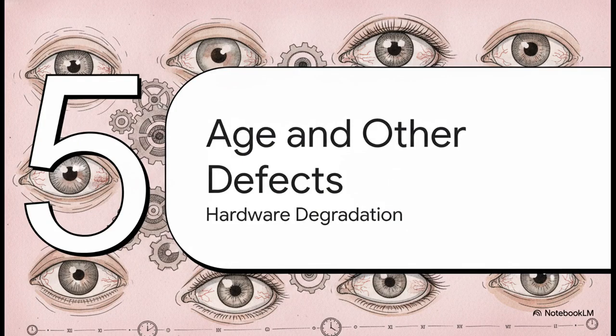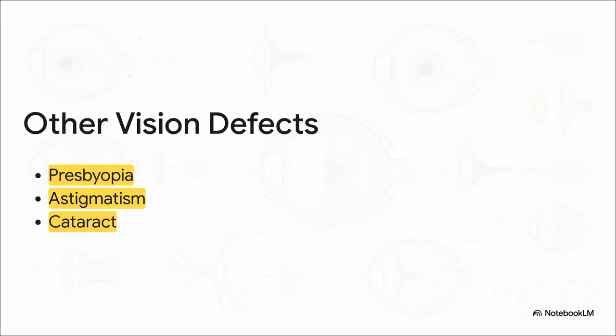Section 5. Age and other defects, when the hardware degrades. Be kind to your elders, folks, because their vision hardware has been working nonstop for decades without a single break. Let's rapidly walk through these 3 distinct conditions that typically arrive with age or physical irregularities.